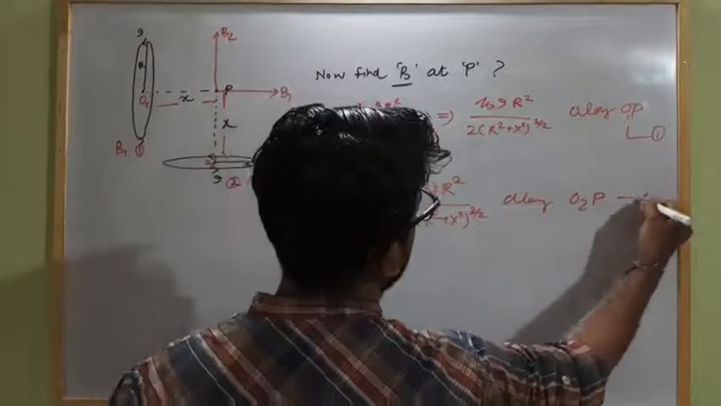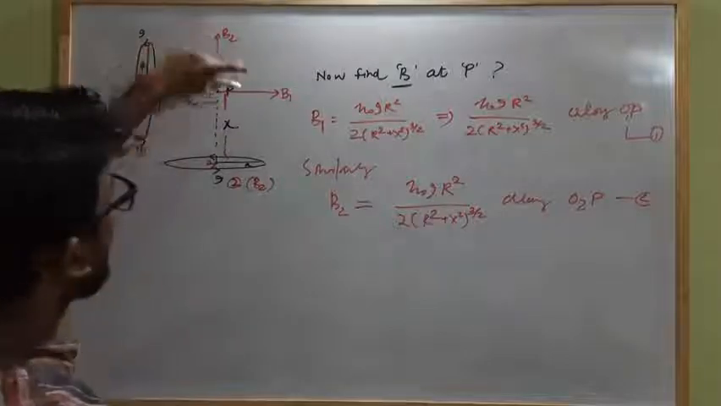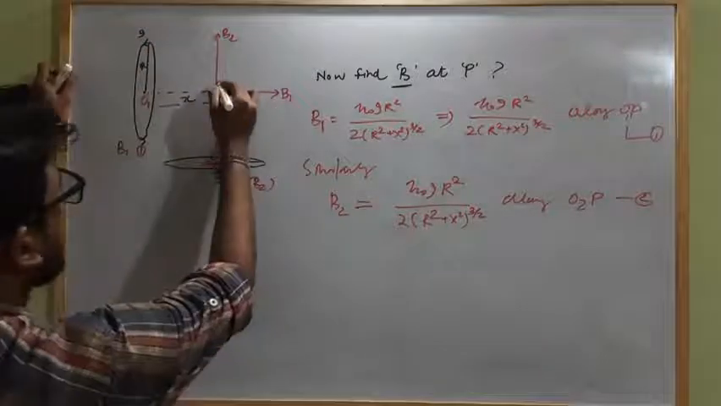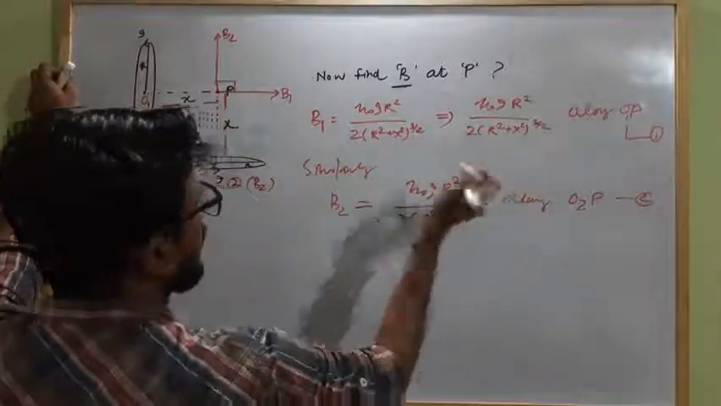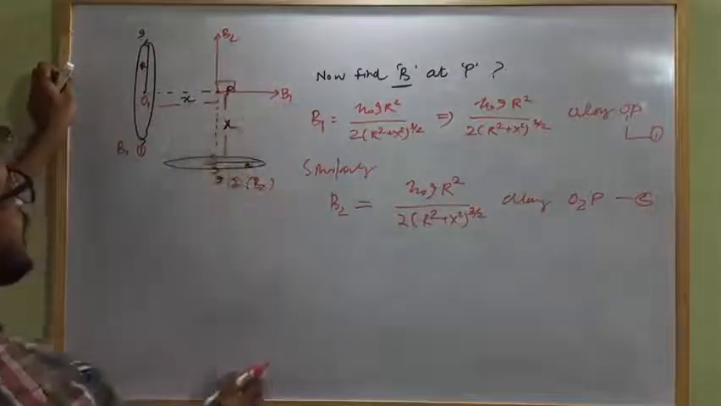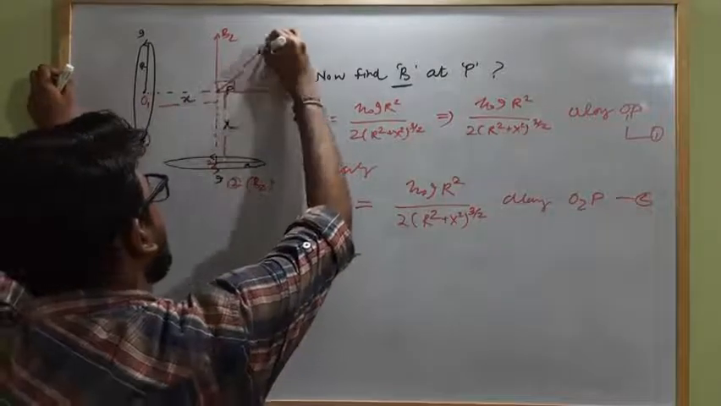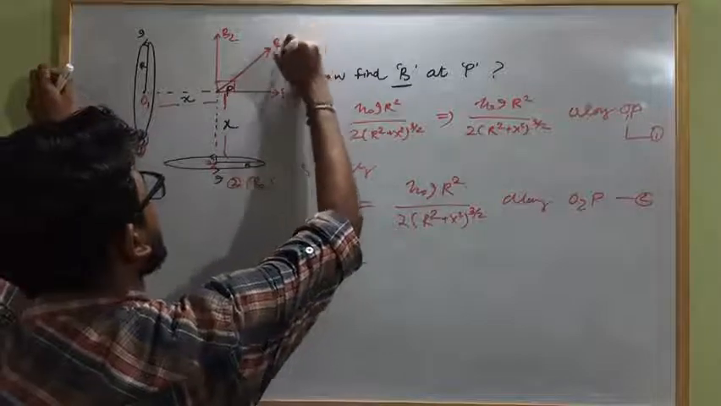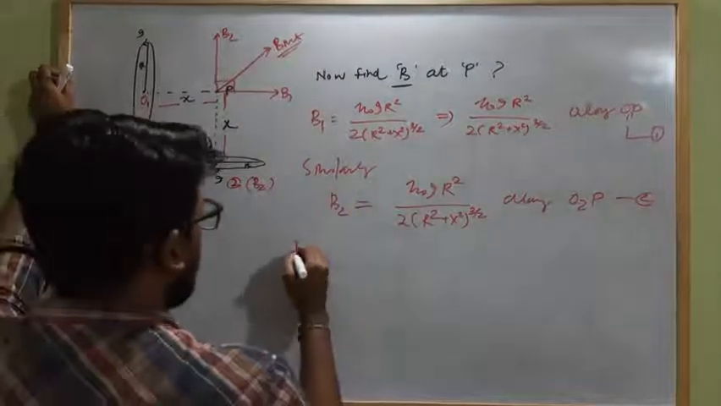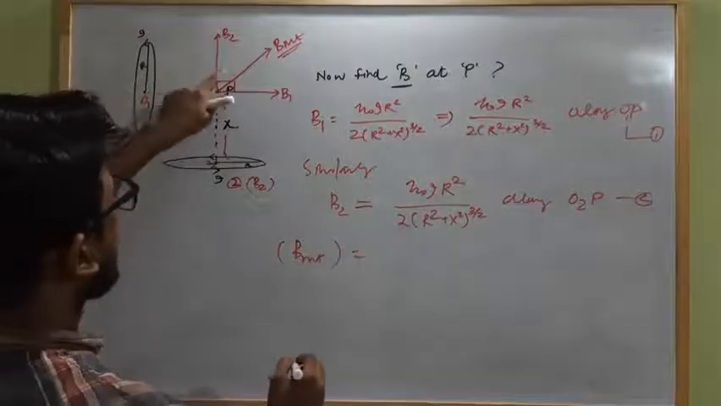So at this point P, B1 and B2 are two vector quantities acting at right angle to each other, because the strengths of B1 and B2 are both the same. So the angle between these two will be a right angle. So the resultant will be the bisector of this. This will be the direction of B net. So what is the value of B net? Equal to two vectors acting at right angle to each other.